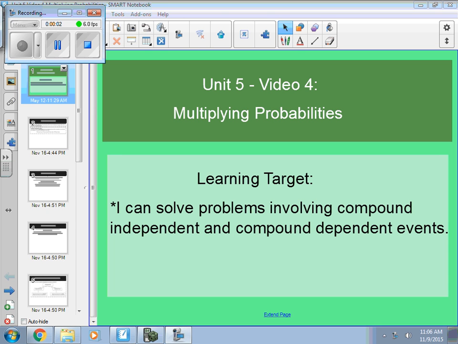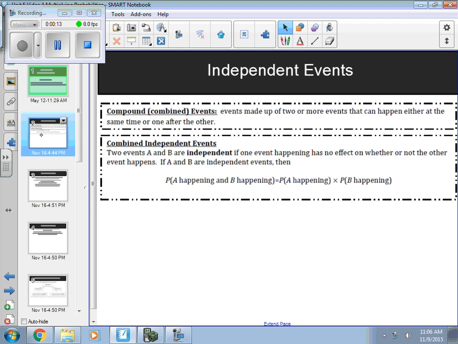Today we're going to look at multiplying probabilities. So we want you to be able to solve problems involving compound independent and compound dependent events. All right, so independent events.